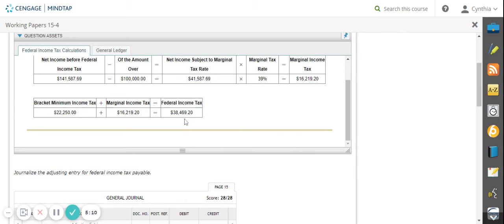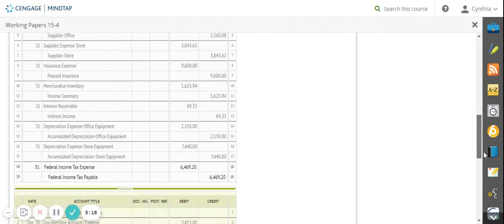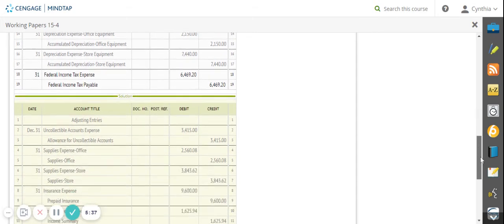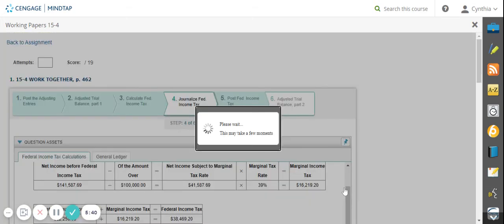We owe $38,469.20. So the difference of what we've already paid in and what we owe is the amount of our adjustment, and that is $6,469.20. So you're going to record that adjustment with a debit to income tax expense and a credit to income tax payable. That goes into income tax payable because we're going to pay it to the government, but we're going to put it in that payable account until we write the check. And then in the next step, you're going to post that transaction to your ledger.